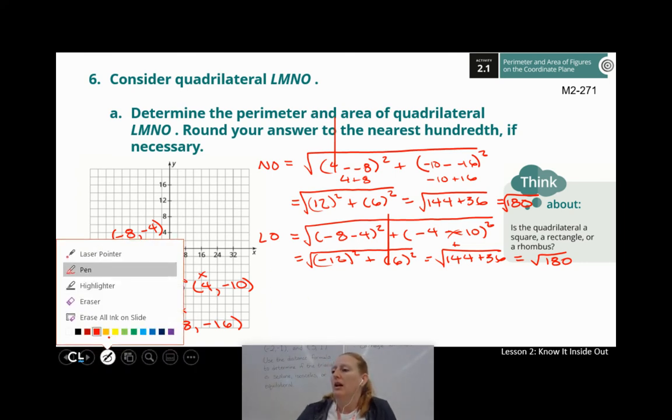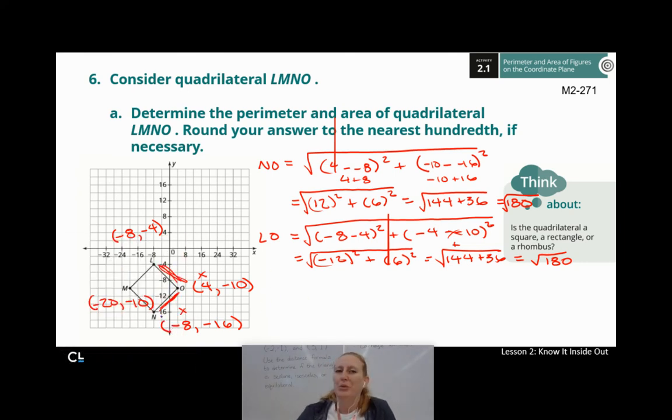So I'm going to grab another color. I like purple. And let's start with that perimeter. Twice the length, which is a square root of 180, plus twice the width, which is square root of 180. And thank goodness I have a calculator. All right, what is the square root of 180? Looks like I got like 13.42 or something like that.